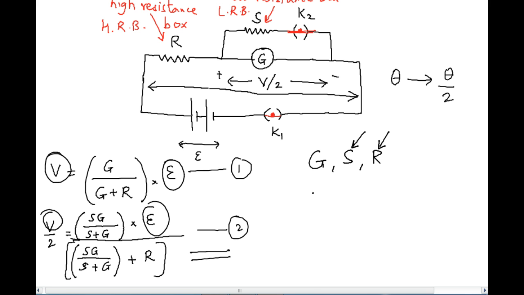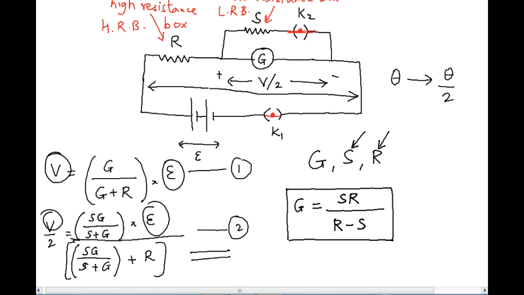So I suggest that you just do the manipulation yourself in your notebook, and finally you will arrive at a very compact equation, that is the galvanometer resistance is the product of S and R divided by the difference of R and S, and since R is larger than S, it's very easy to remember that you must write R first followed by minus S. That's the formula for the galvanometer resistance when you're trying to find it using the half deflection method.